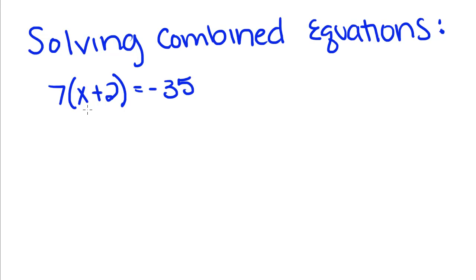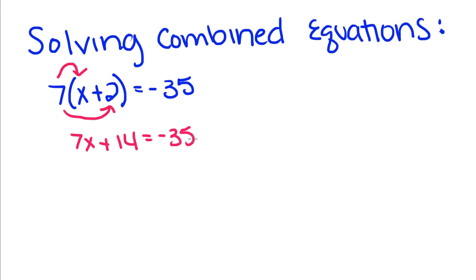So normally, if we were using our order of operations, we would do what's inside the parentheses first and then do the multiplication. But because we don't know what x equals, we have to do our ordering a little differently. So what we're going to do first is use a property called the distributive property, and we're going to take this 7 and multiply it by this x, and also multiply it by this 2. So we have 7x plus 14 equals negative 35.